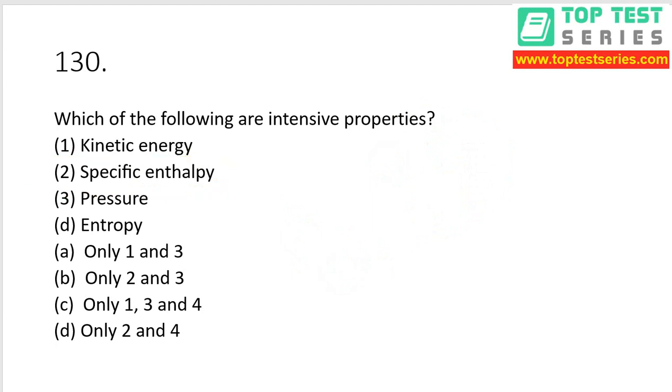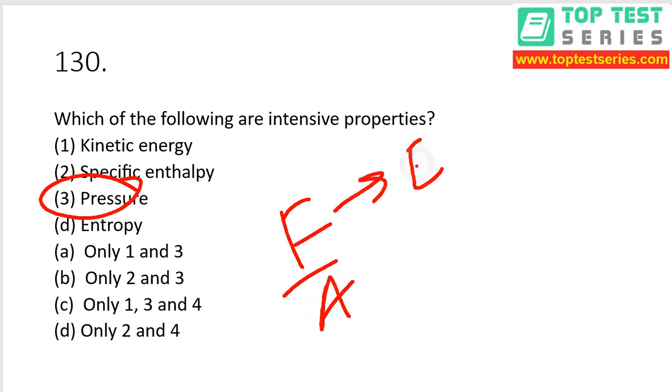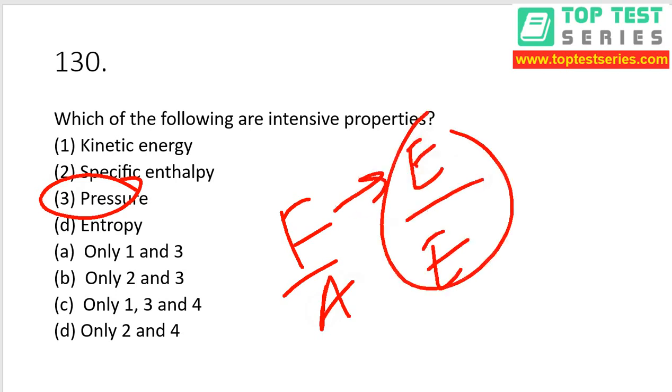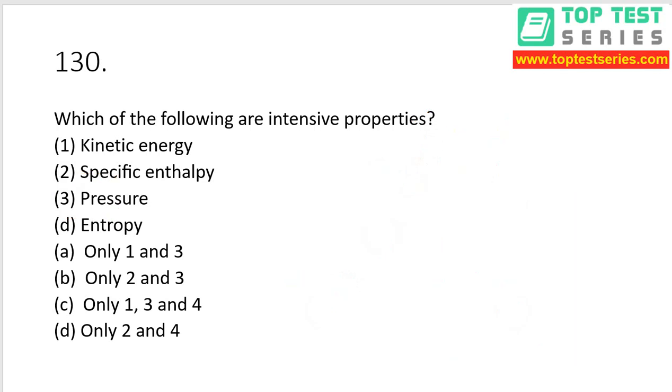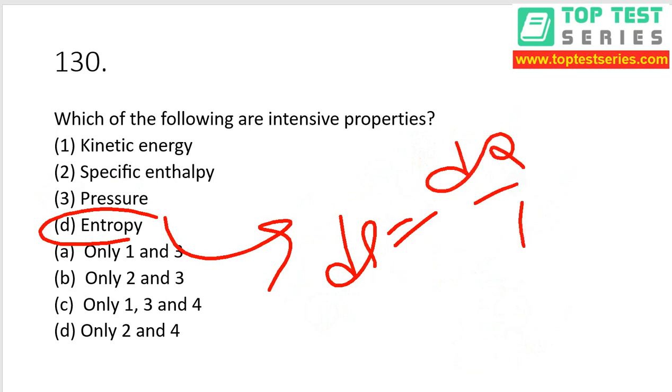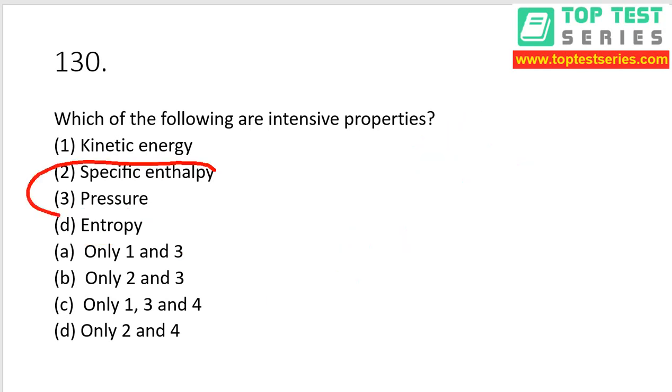Now pressure. What is the formula for pressure? Force upon area. Again, force is an extensive property, area is an extensive property. So extensive by extensive, what, my dear? Intensive property. So pressure is an intensive property. Now entropy. What is entropy? ds is equal to dq upon T. It is also a type of energy transfer, as you can say, because of temperature difference, right? That means it is also an extensive property. So only these two are intensive properties among all the 4. So the answer for this question will be what, my dear? Option B is the correct answer for this question.